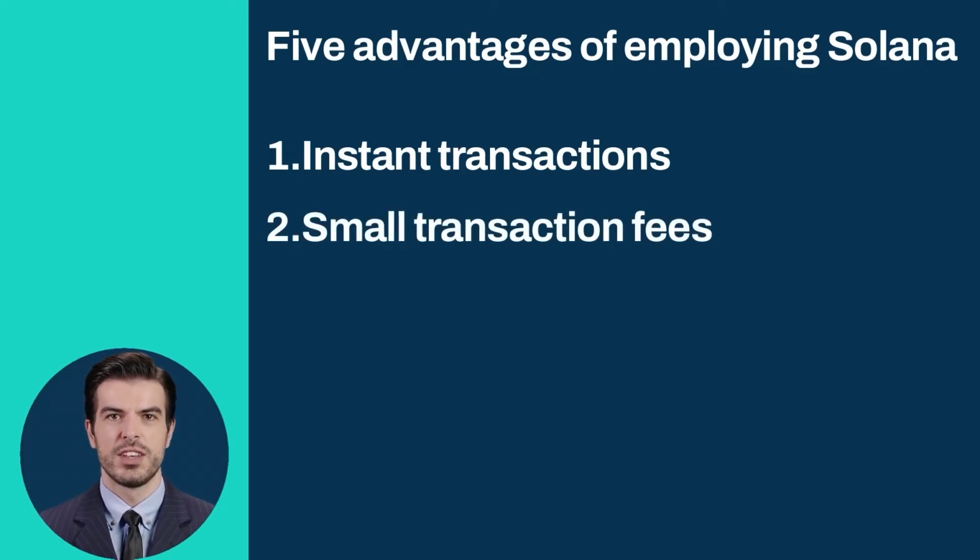Small transaction fees. Another significant advantage of Solana for smart contracts and Dapps is super low commissions. For comparison, processing a transaction on Ethereum costs $3.19, while NFTs and smart contracts cost $20 to $100.